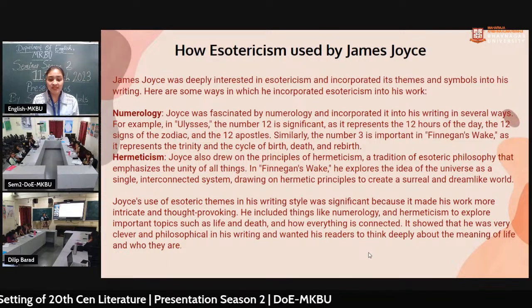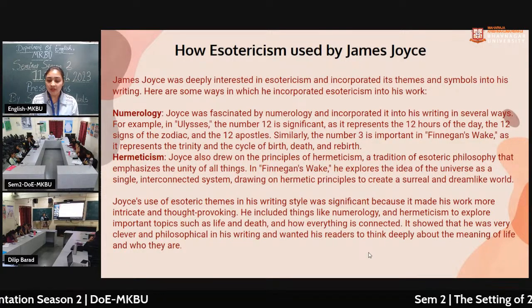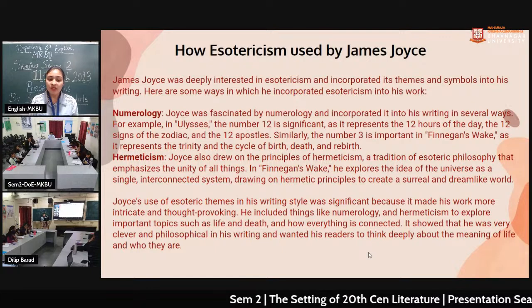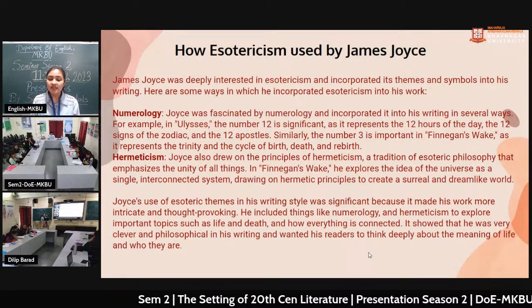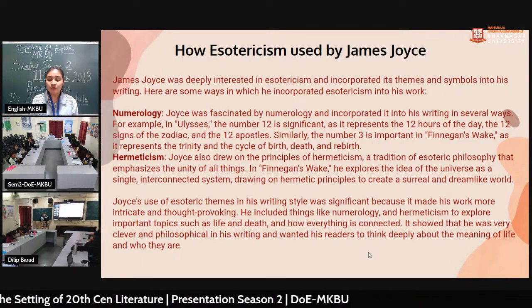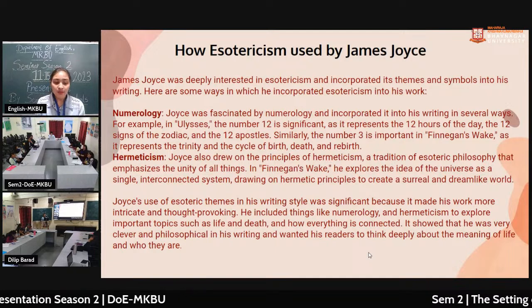How was esotericism used by James Joyce? He was deeply interested in esotericism and incorporated its themes and symbols into his writing. Here are some ways in which he incorporated esotericism into his work: numerology and hermeticism.